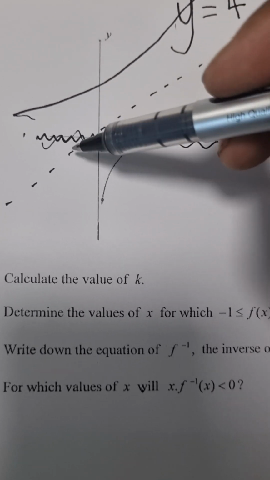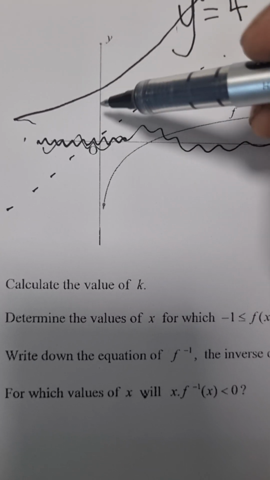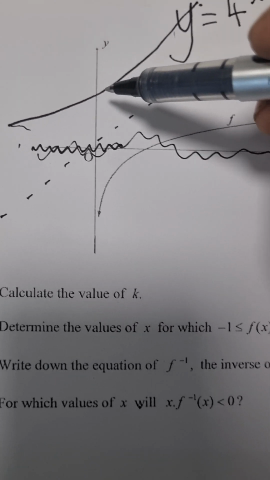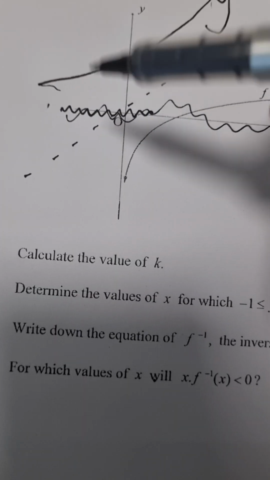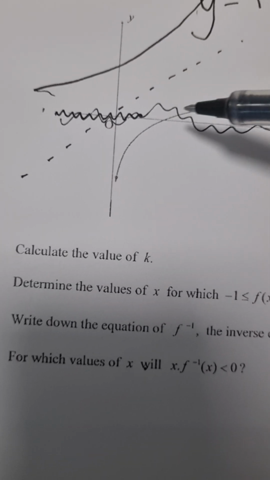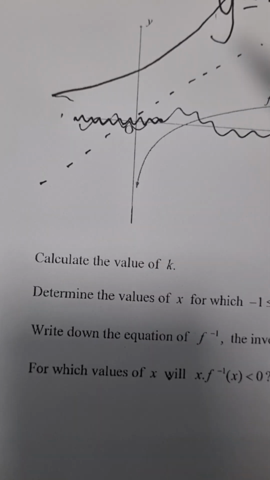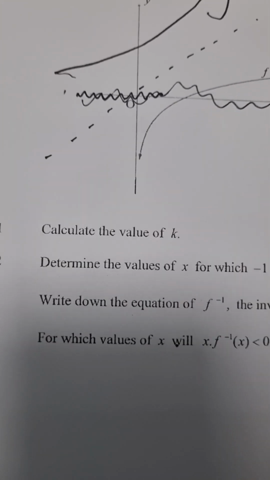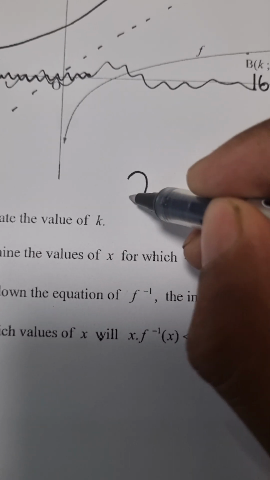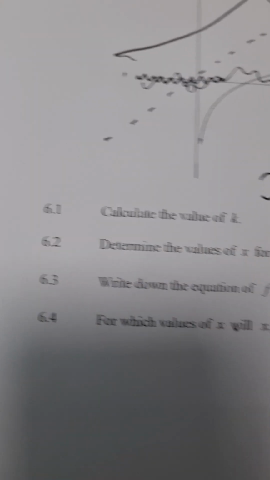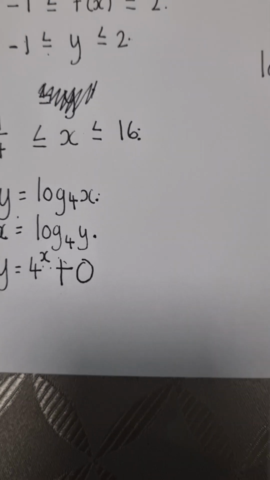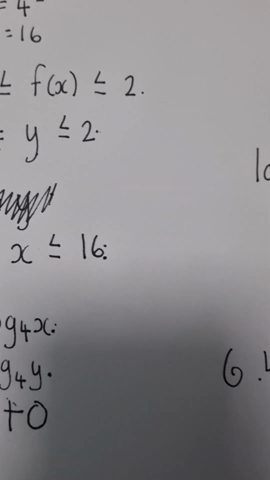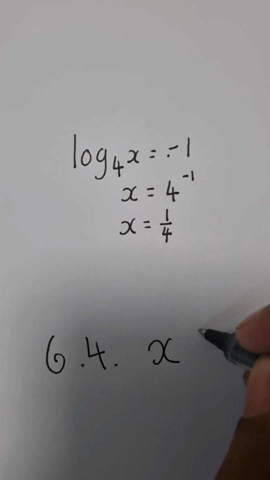It satisfies until we pass x = 0. After that, this starts becoming a positive value, and this becomes a positive value. A positive times a positive is a positive answer. We are wanting negative answers. So the answer will just say x is less than 0. So 6.4: x < 0.